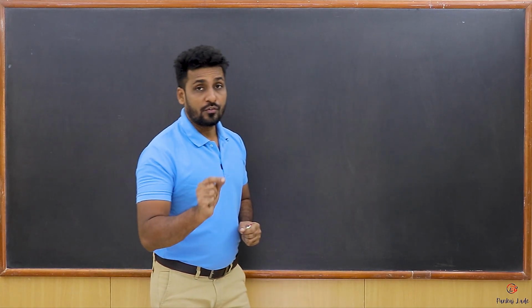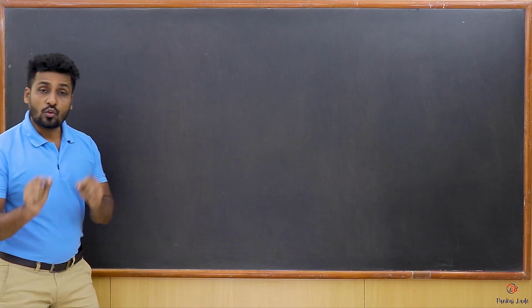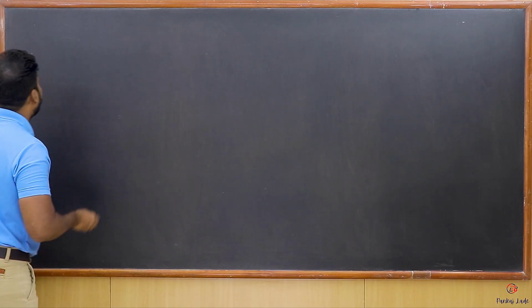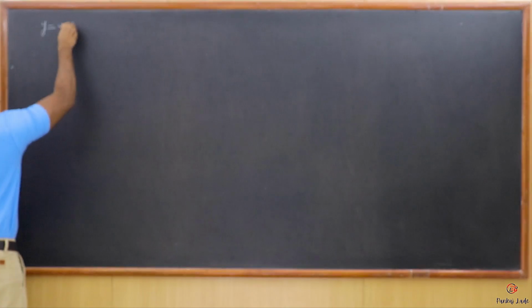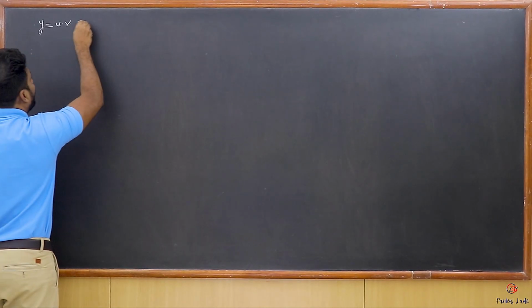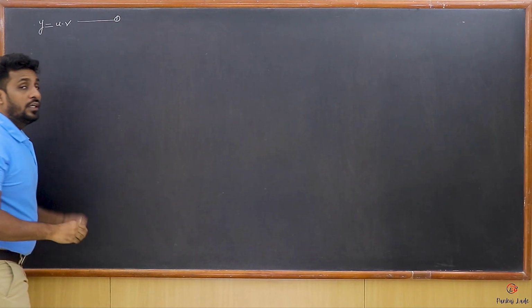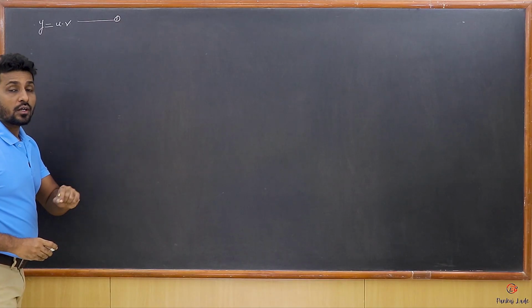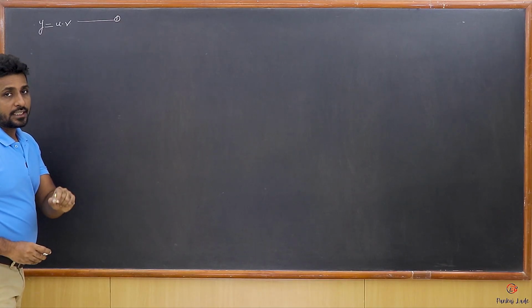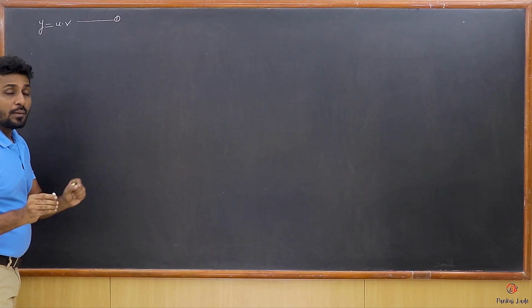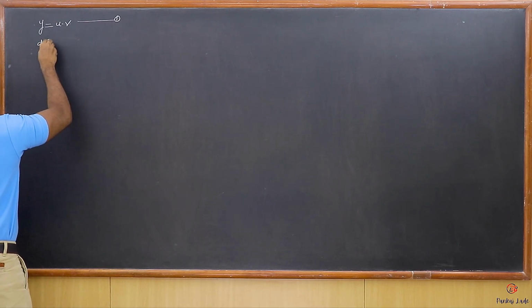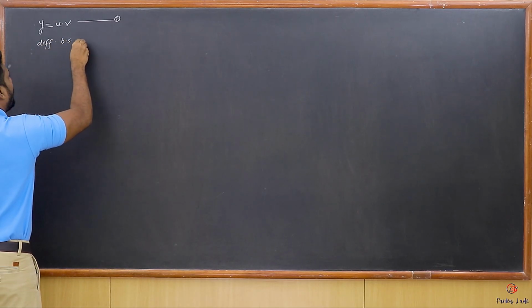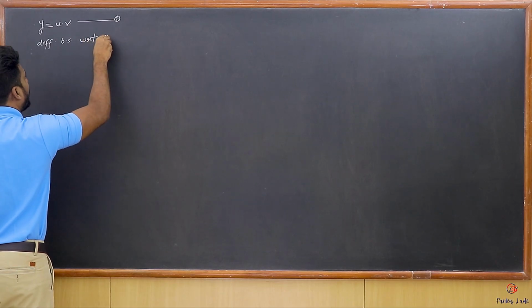Students, now I have two different functions u and v. Both of them are functions of x. So I can say y is equal to u into v. That's my first equation. So here u and v are both what? They are both functions of x. Nobody is a constant here. So I'm going to differentiate both sides, let's differentiate both sides with respect to x.